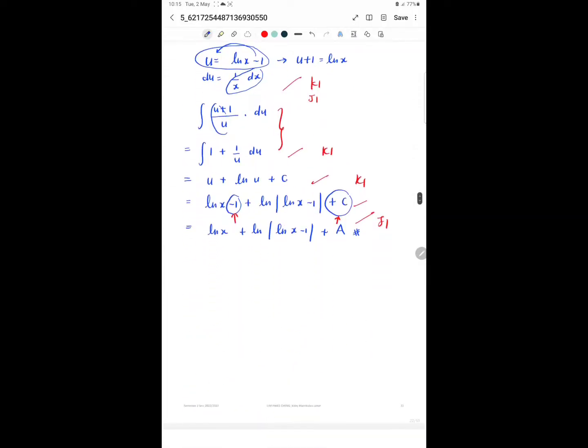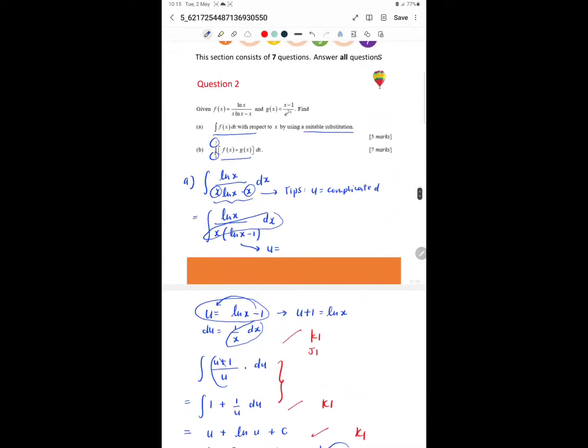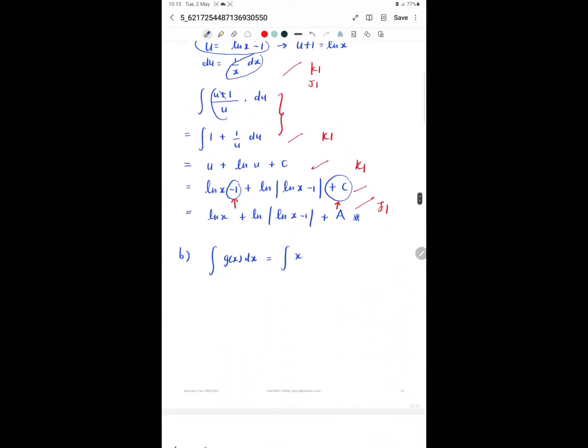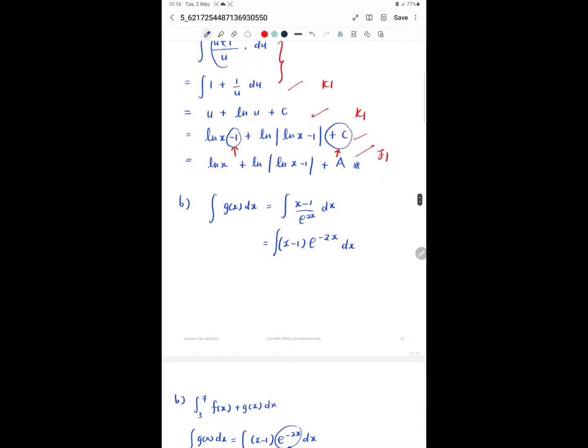Right, so we already found the integral for f(x), so now we are going to integrate g(x) dx. So what is the function g(x)? (x minus 1) over e power of 2x dx. If it stays as a fraction it is difficult, so we bring the exponent up and its power becomes negative. This will be easier for us to integrate because we use by part. This one cannot use substitution because there is an exponent and a polynomial. So we will use by part.